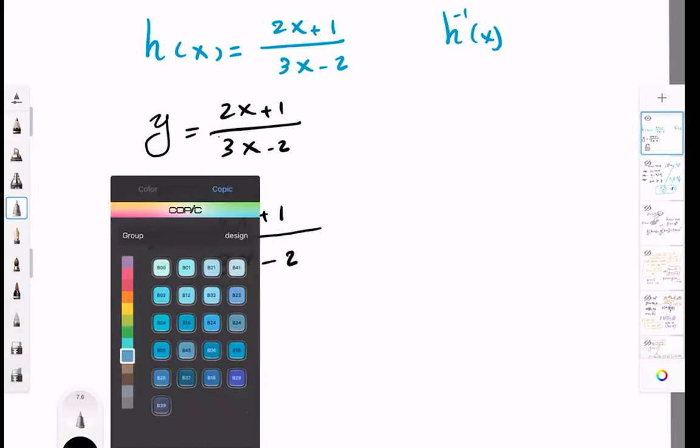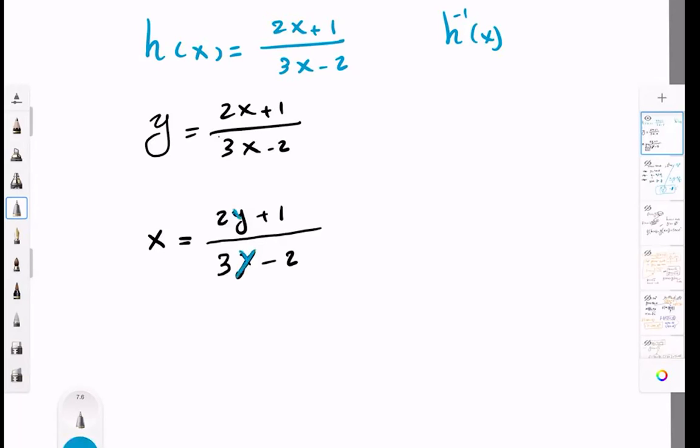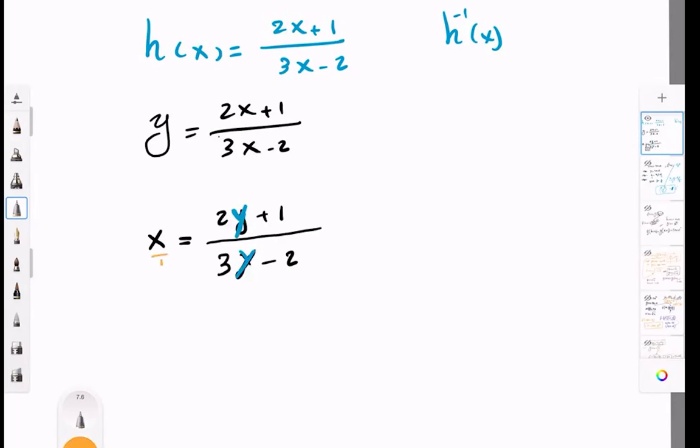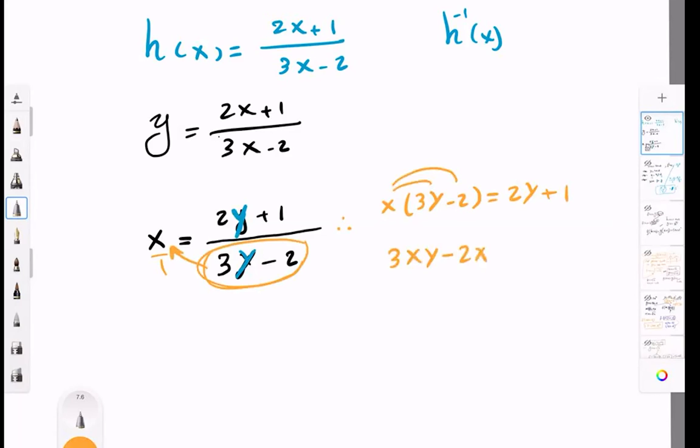Now I need to have y by itself, but I have two y's. So we're going to factor it at one point. I cross multiply. I will get x times 3y minus 2 equal to 2y plus 1. This multiply by that. I distribute this. You have 3xy minus 2x equal to 2y plus 1.